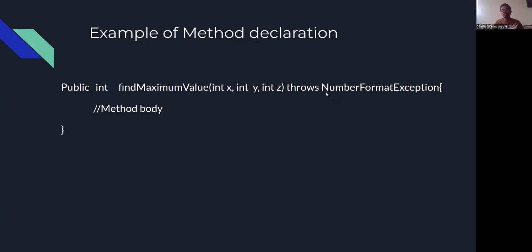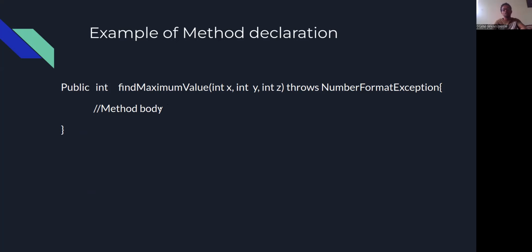Then it throws an exception. Here, for example, it's throwing a number format exception. This exception will be handled by the caller. Then the curly braces, can you see this one, these curly braces, then we write the method body here.